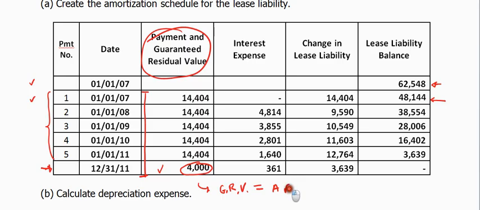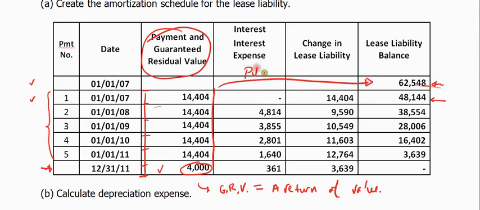It's a return of value. All right. If Cougar Construction returns the Bobcat and it's worth $4,000, then the lessor will sell it and get $4,000 in cash. So we're going to treat it like cash, and the $62,548 discounts these flows, all these flows, at 10%.